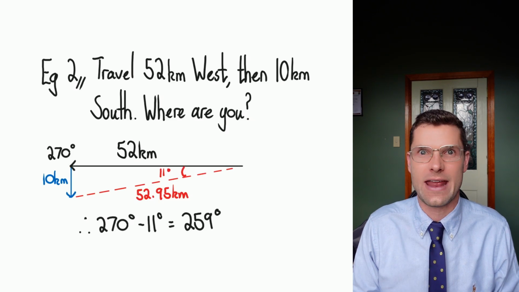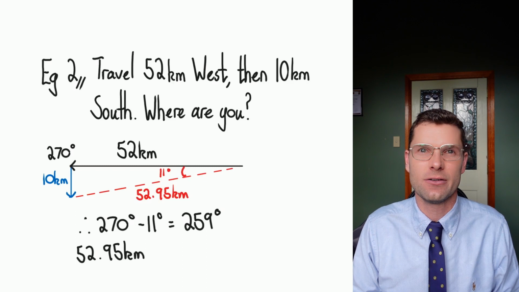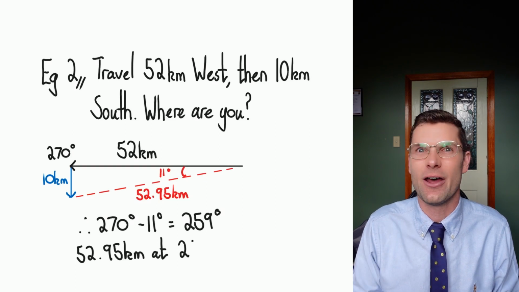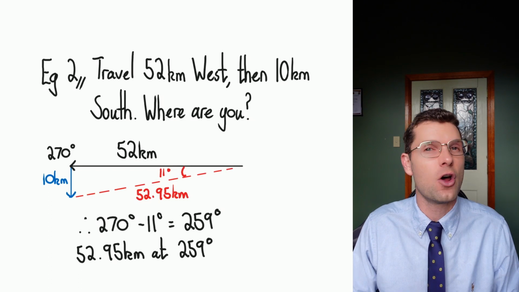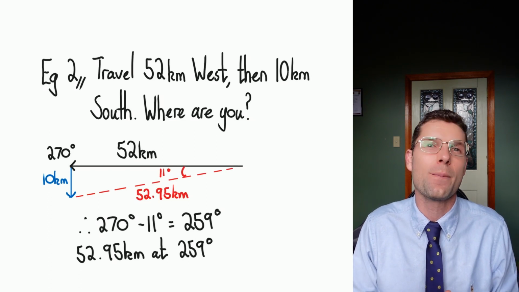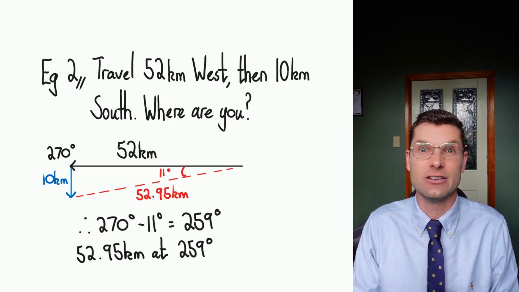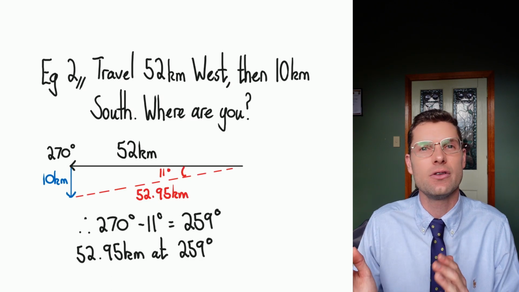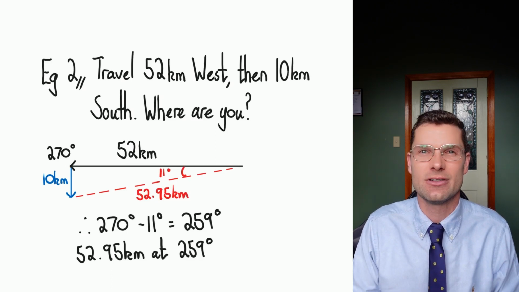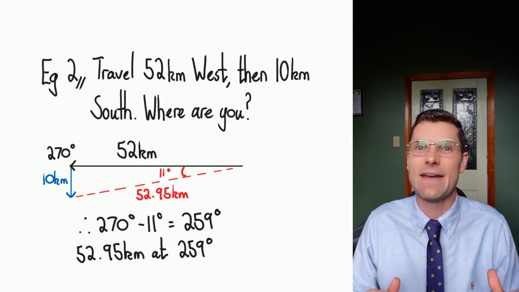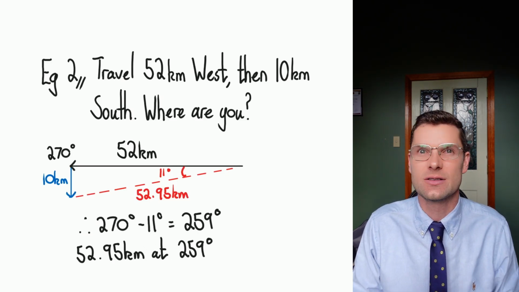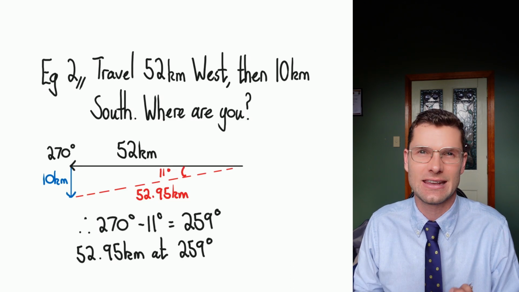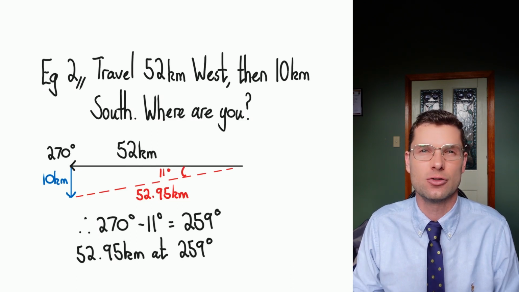This is all you've got to now write. My distance was 52.95 at 259 degrees. That's my final answer. So just make sure that once you've found the angle, that's not our work done. We've got to make sure that we know what that angle is doing compared to our 0, 90, 180 and 270 markers that we definitely do know. Once you're on top of this, we just need to add on or subtract the angle that we found to give us a really clear idea of the direction that we've gone.